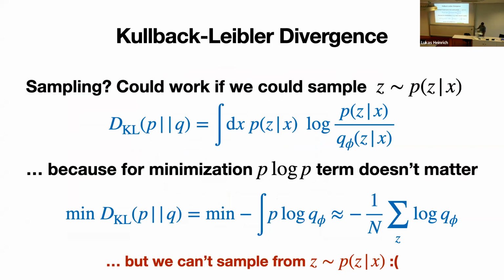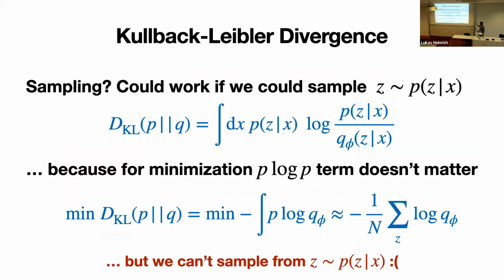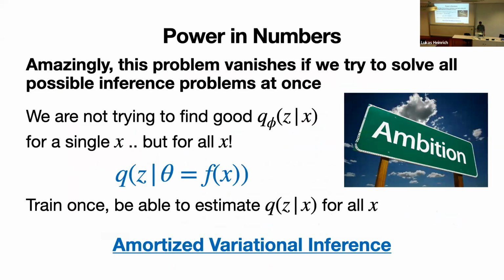Yeah, exactly. So for one particular X, it's very difficult because we cannot sample from this posterior because we don't know what it is. But now we can see what happens if we want to solve it for all the X in the world in one go. We basically want to train or learn our posteriors once. We want to learn a generic function f of X. This would allow us to estimate the posterior for all X at the same time, right?